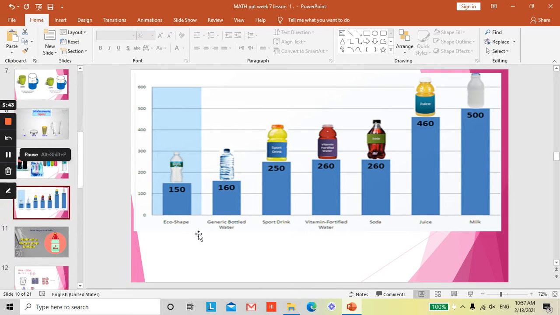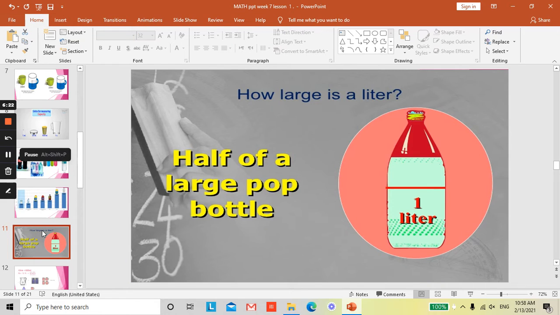So let's proceed. We have some more here. We have this bottle which is 150 milliliters. We have water bottle which is 160. We have sport drink which is 250. We have vitamin drink, which is 260. The soda bottle which is 260. We have juice which is 460. And the milk which is 500 milliliters. Let's move with our work.